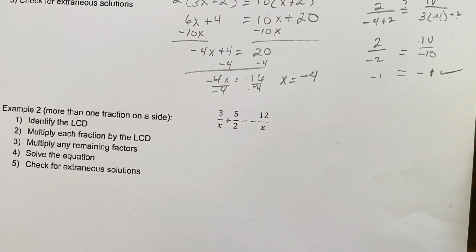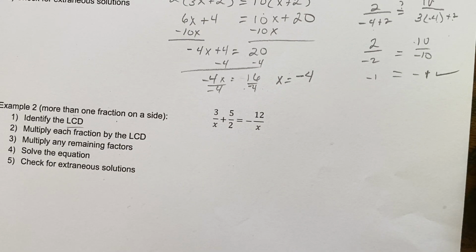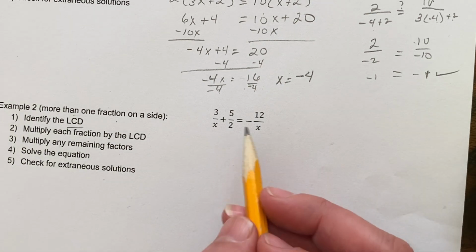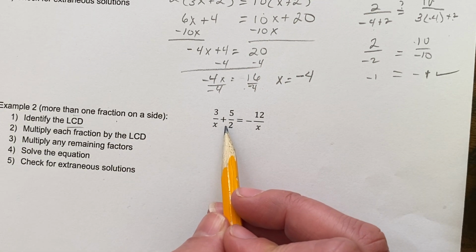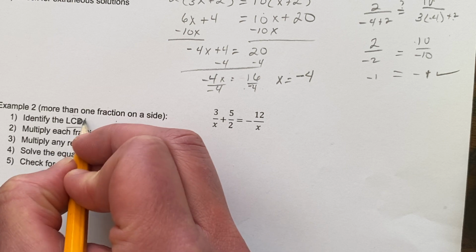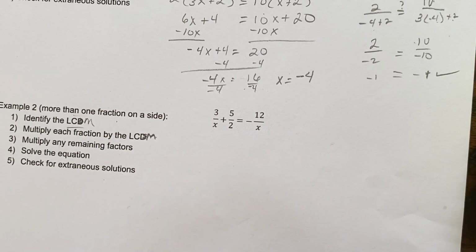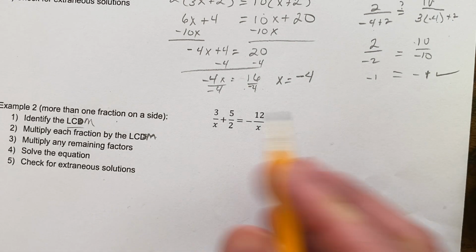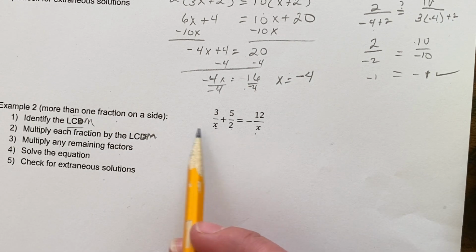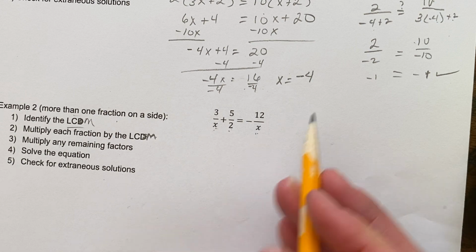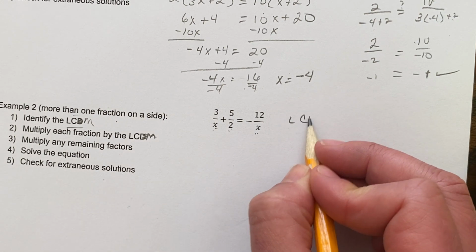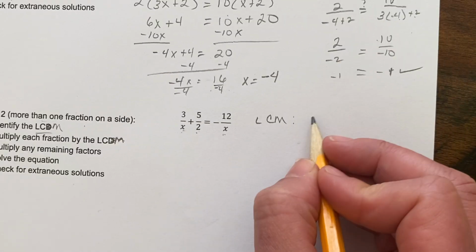on a side. Okay, so first thing we're going to do is find that least common denominator for the whole fraction. Actually, you know what? I messed that up. That's supposed to be least common multiple. Wrong acronym there. Sorry. I'll fix that on your note sheet. All right, so least common multiple, when I look at the denominators, this one has an x and this one has a 2 and an x. So the least common multiple here is going to be 2x.